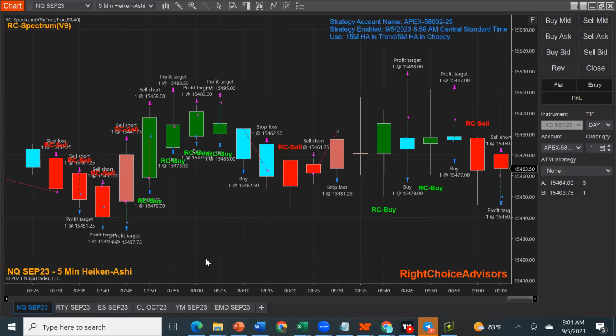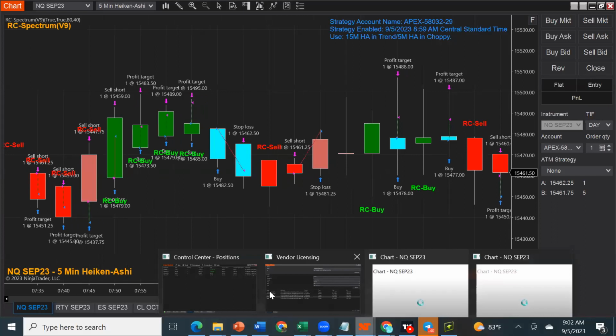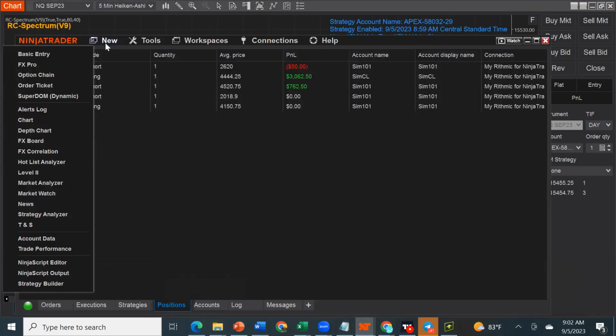So one of our algos is Spectrum algo, which is a scalping algorithm. What it will do is, based on whether the market is going up or going down, take long and short positions. So for example, you will open a chart. Let me share it, for example, on a new chart.